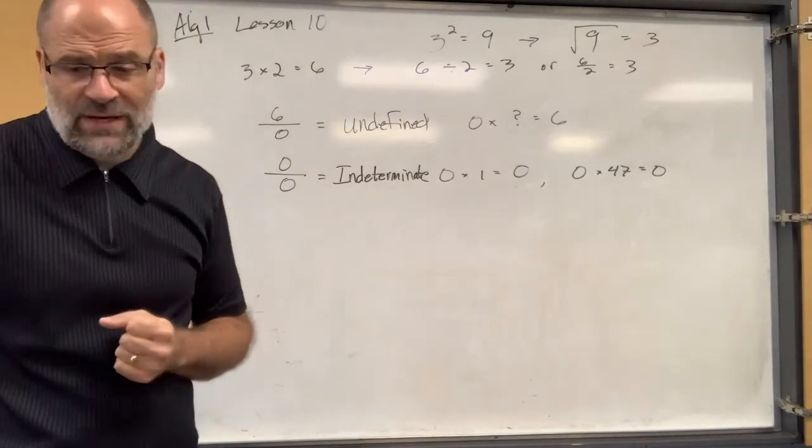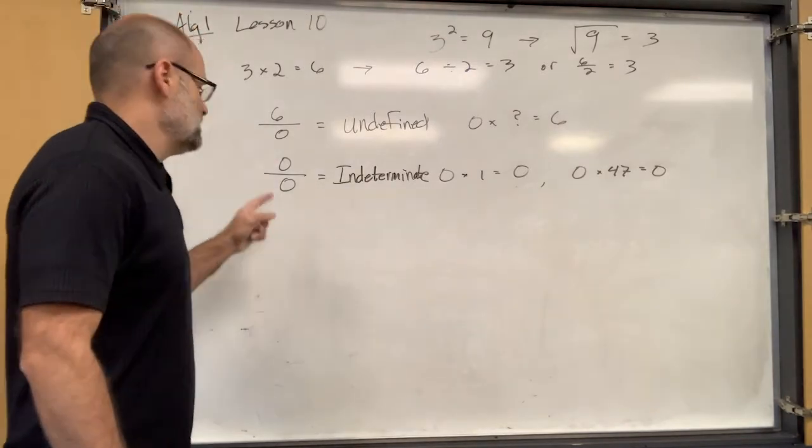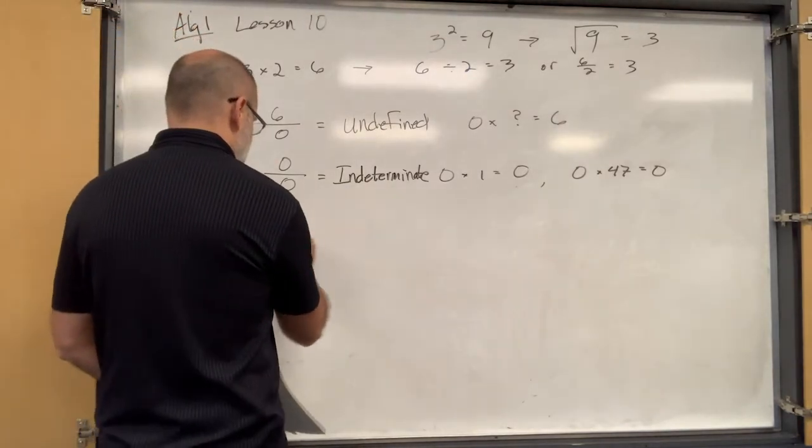Yeah, so you can't divide by 0, and you can't divide 0 by 0. Now, this is okay. There's only one answer to this.